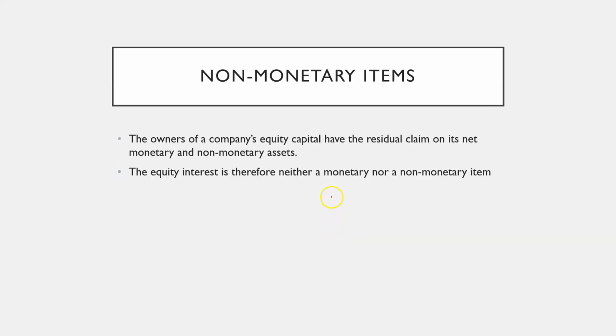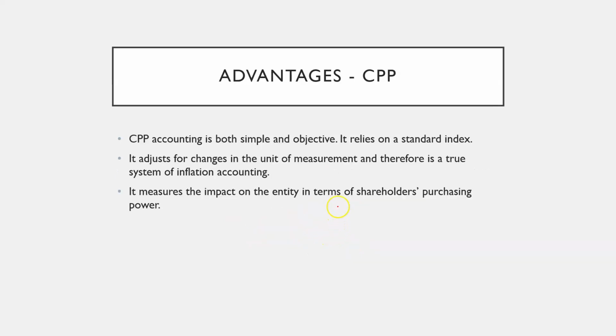with that. And equity really is the difference, isn't it, between assets and liabilities? So it's not really about applying any sort of inflation to it here. So it's simple and objective. It relies on a standard index. It adjusts for changes in the unit of measurement, and therefore is a system of inflation accounting. And it measures the impact on the entity in terms of shareholder purchasing power.